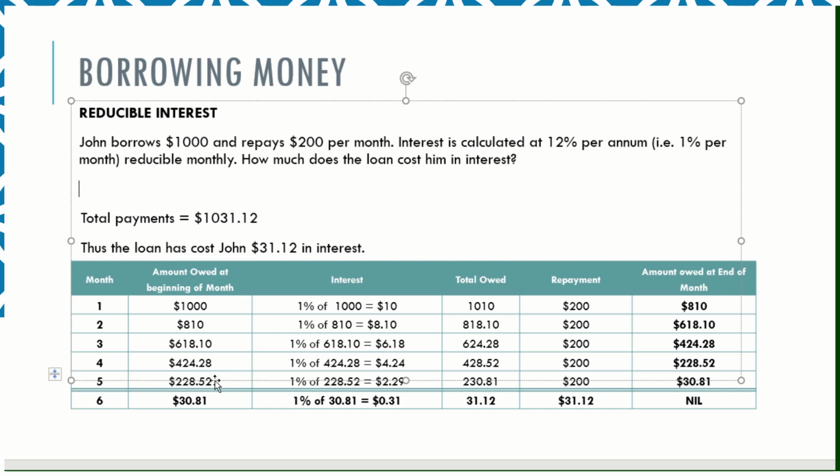So I show you now. Do you see 228 then? 1% interest, total owed 230.81. You pay 200, you're only left with $30. So now that you're only left with $30, right, you're not going to pay 200 again, right?